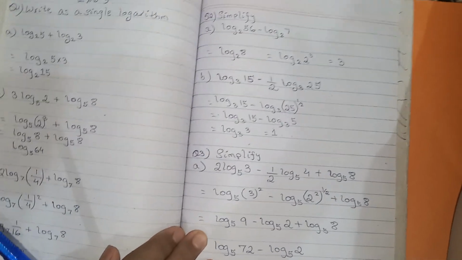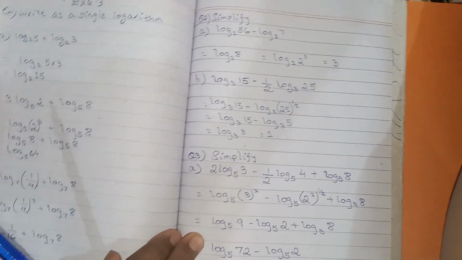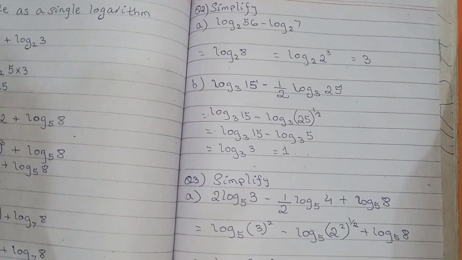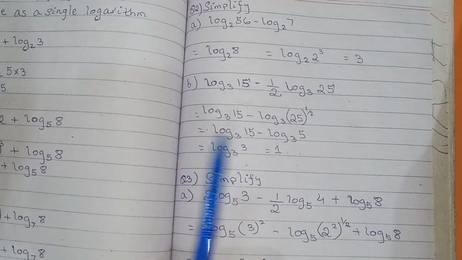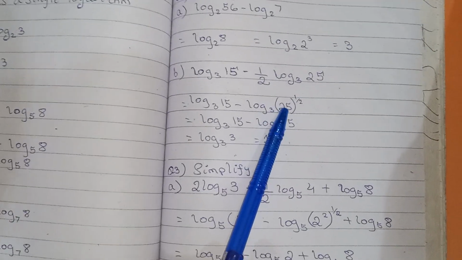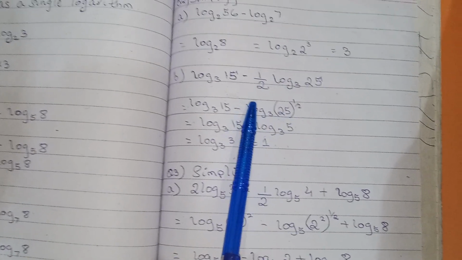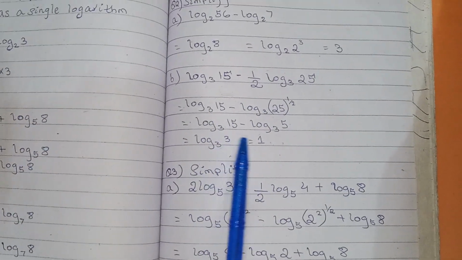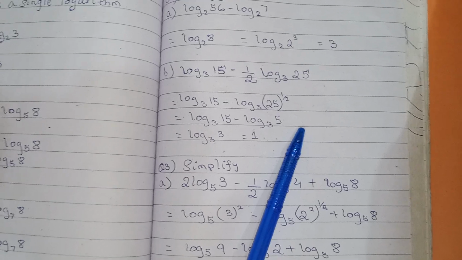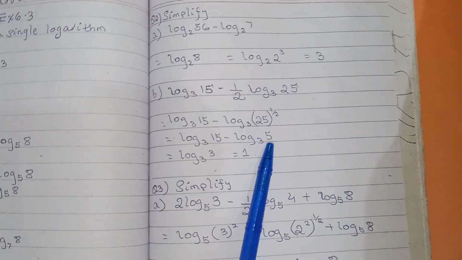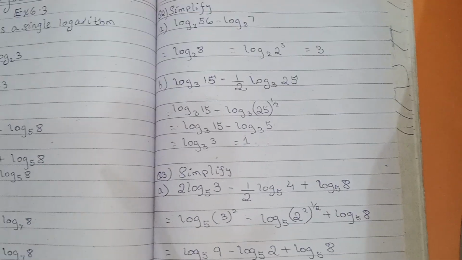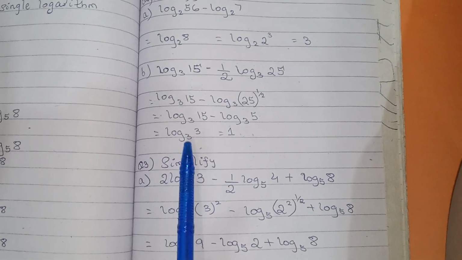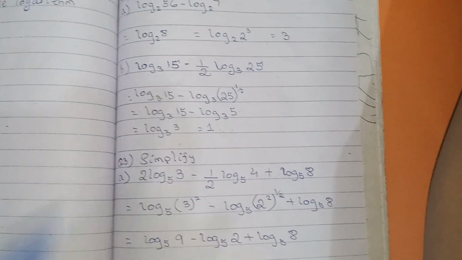Then the second part says log 3 15 minus 1 over 2 log 3 25. Log 3 15 will be written as it is, minus log 3 of 25 to the power 1 over 2, because we will apply the power rule again. And then log 3 15 minus log 3 5. Then 15 and 5 will be in division, because it is subtraction. So log 3 3, which is equal to 1.